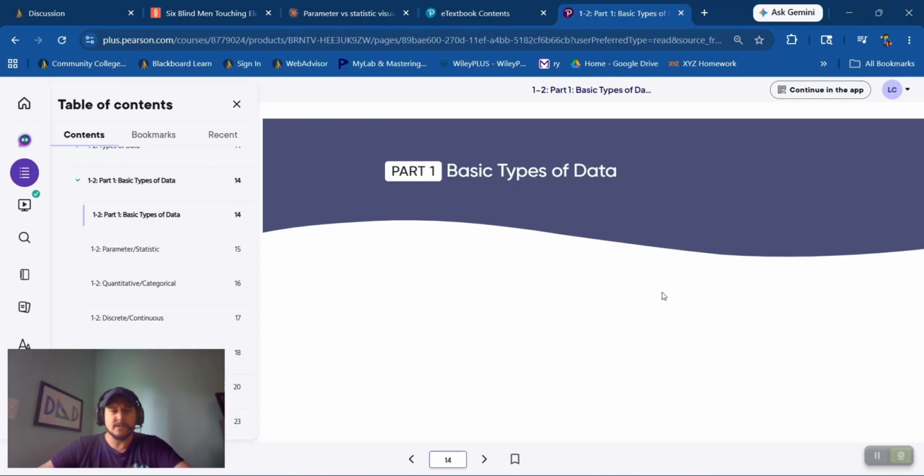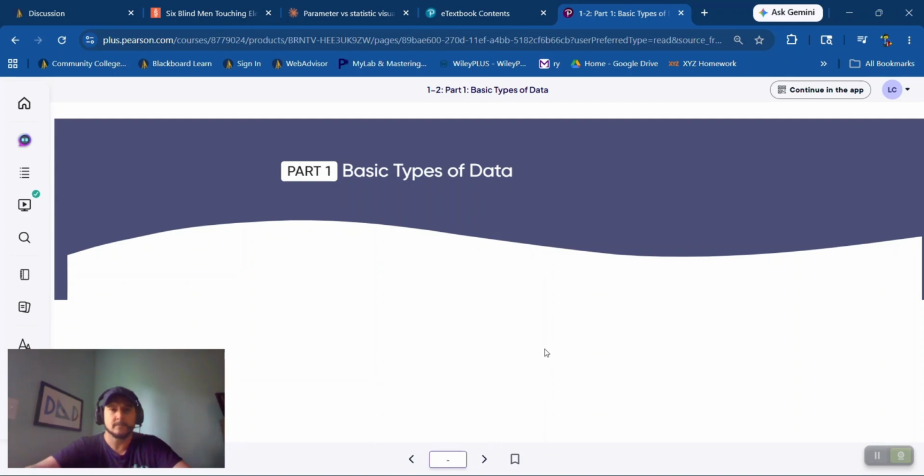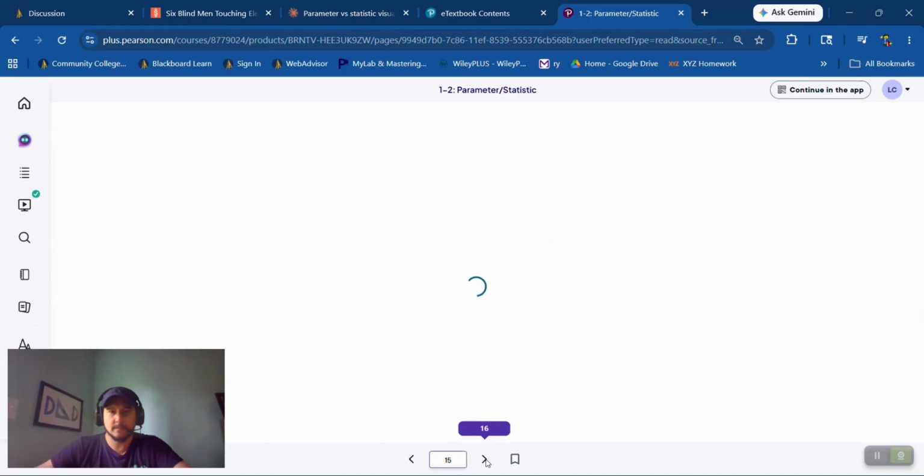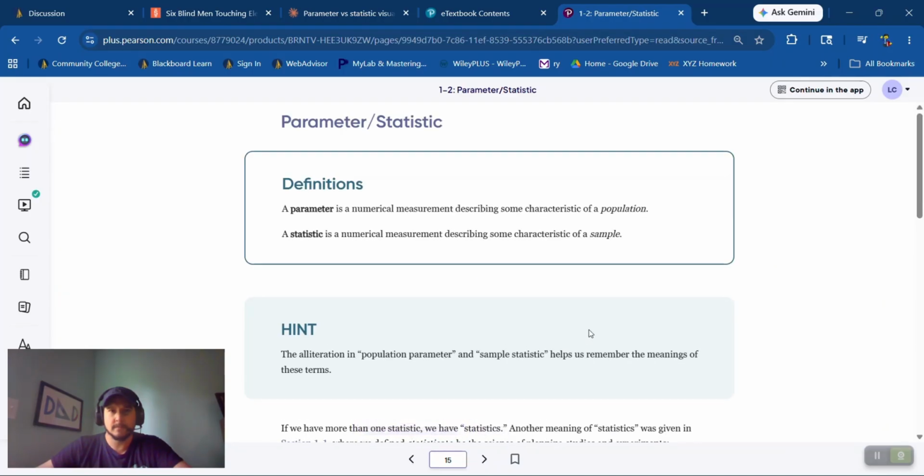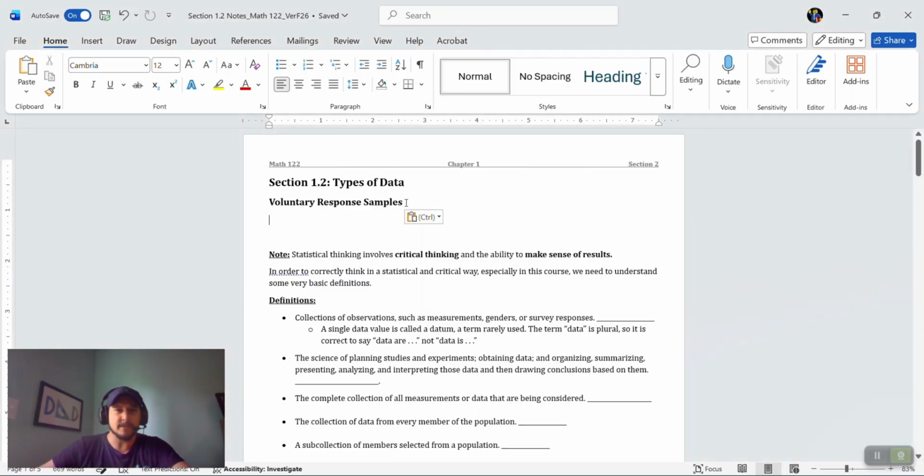So their first subsection, I have it loading here. Let's see. Here it is. Yes. Parameter versus a statistic. Huge opportunity to do some differentiation here. So that's what I'm going to focus on first. Parameter versus statistic.